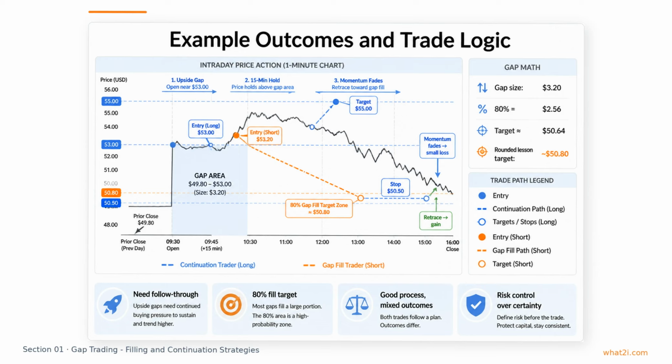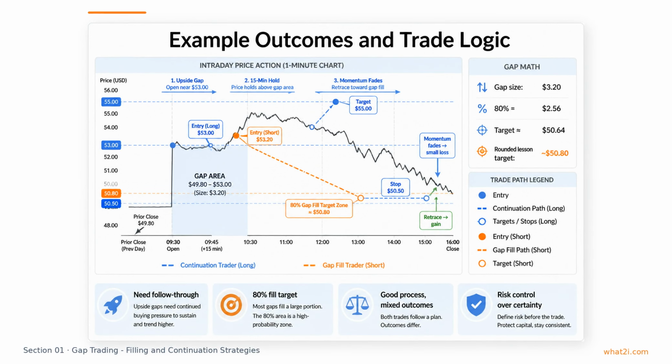The setup is logical, but logic alone does not guarantee follow through. If momentum fades later, closing the trade for a small loss is still a good outcome because the risk plan worked. The fill trader sees weakness instead, shorts near 53.20, and aims for roughly 80% of the gap, somewhere near the low 50s. When price retraces, that trader exits with a gain because the fade thesis played out. The important takeaway is that good process can produce both wins and losses. What matters is using evidence, setting realistic targets, and controlling downside when the market disagrees.